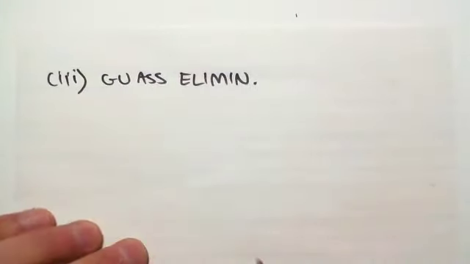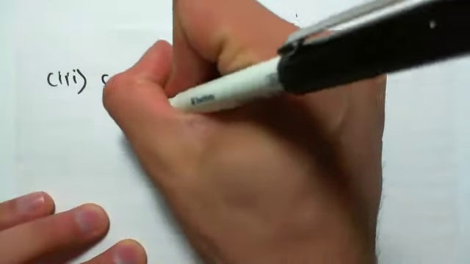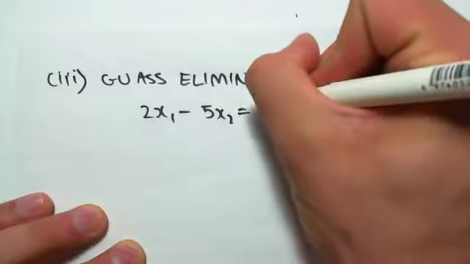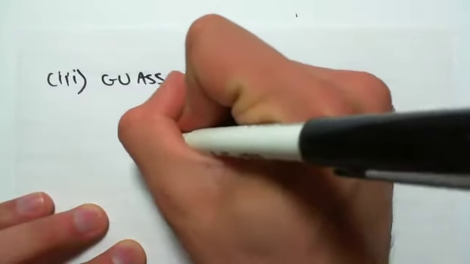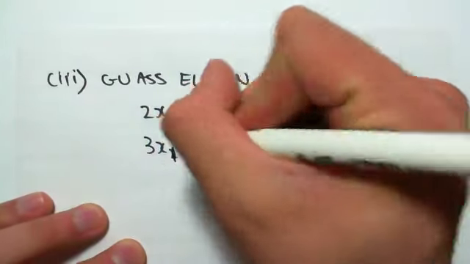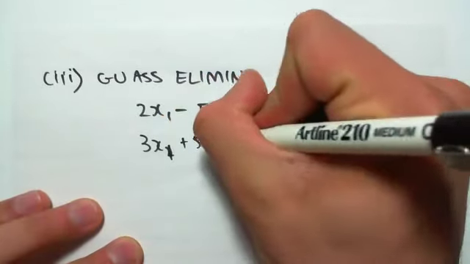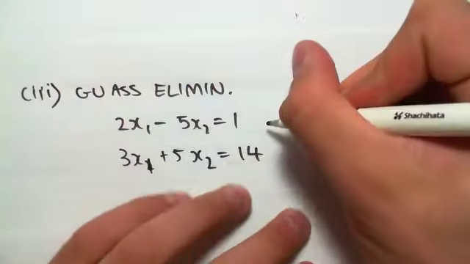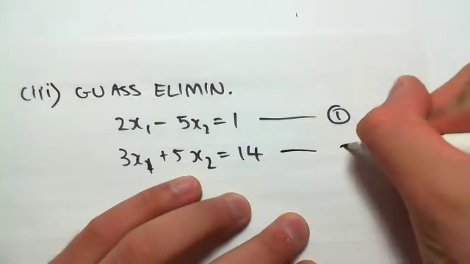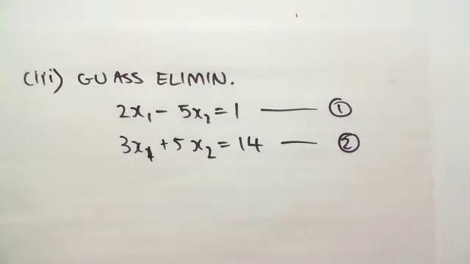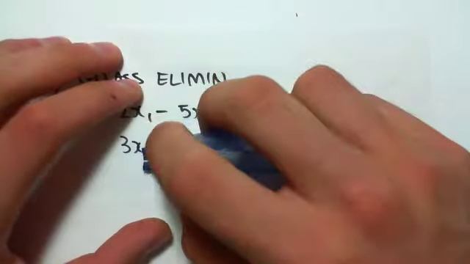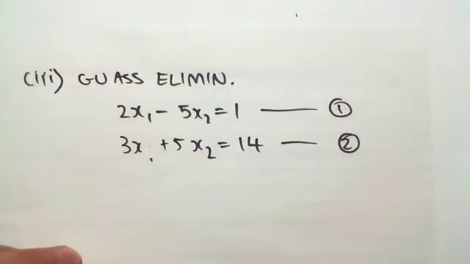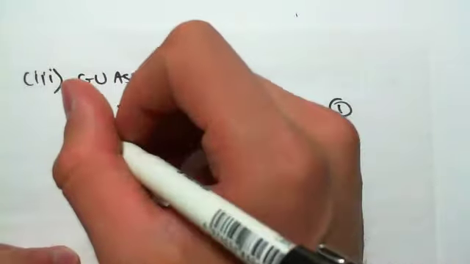So Gaussian elimination, I'm just going to rewrite our formulas. We had 2x1 minus 5x2 equaling 1, and 3x1 plus 5x2 equaling 14. I'm just going to call this equation 1 and this equation 2. So, to do Gaussian elimination, you essentially need to isolate different variables and then just substitute them in.